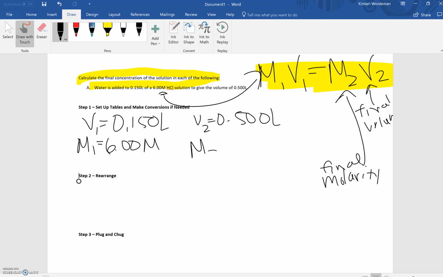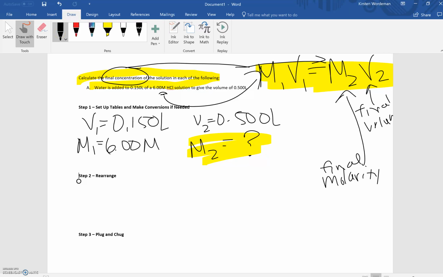And our last thing that we have is M2. We do not know what the final molarity is in this question. The fact that it's saying it's calculating the final concentration is another way of saying M2. So anytime you're looking for your final concentration, after you've written your table out, you should have your M2 being the only one you do not know.